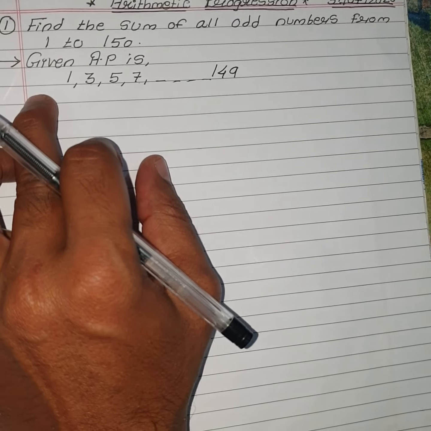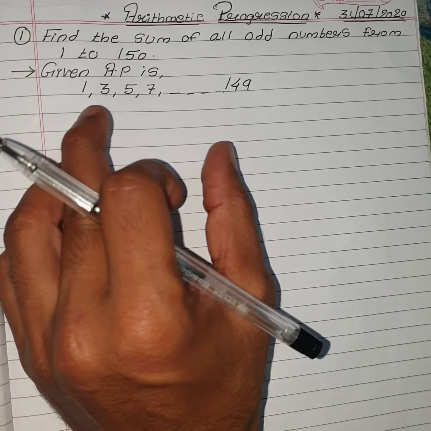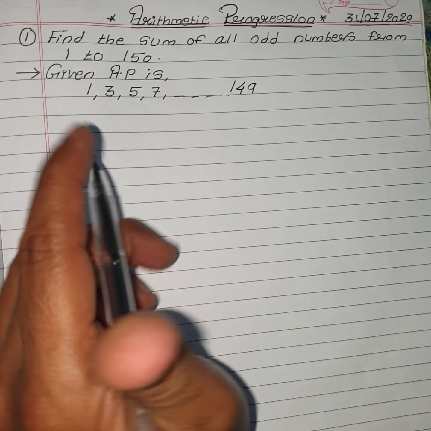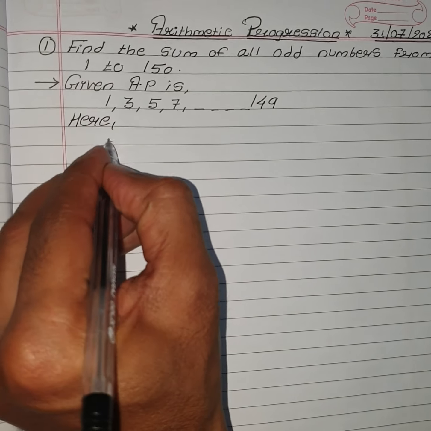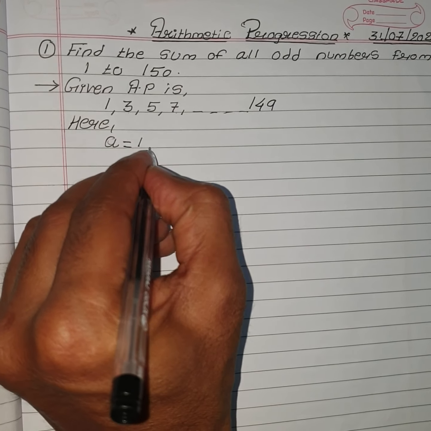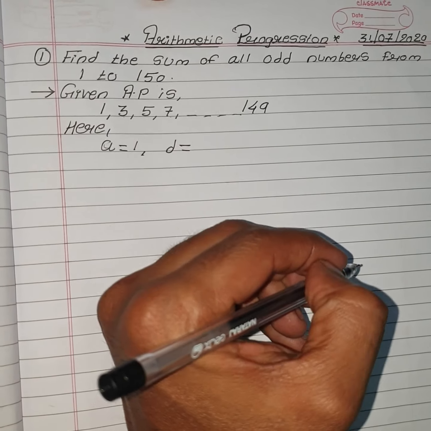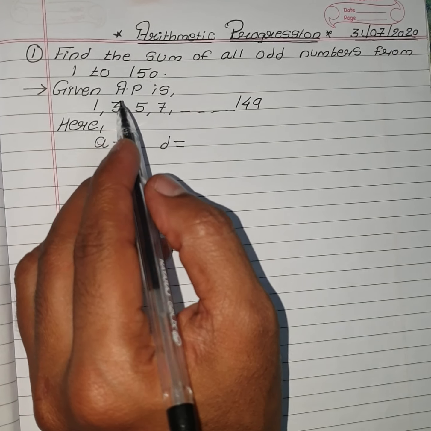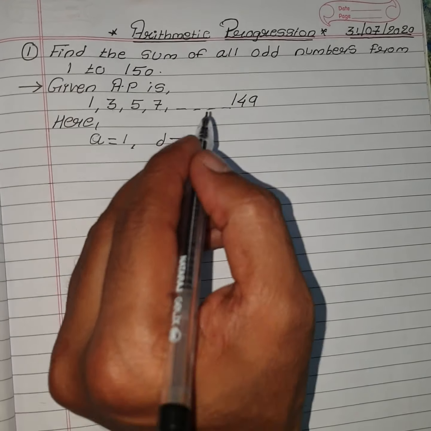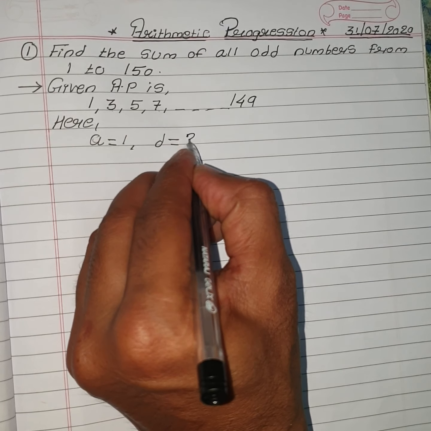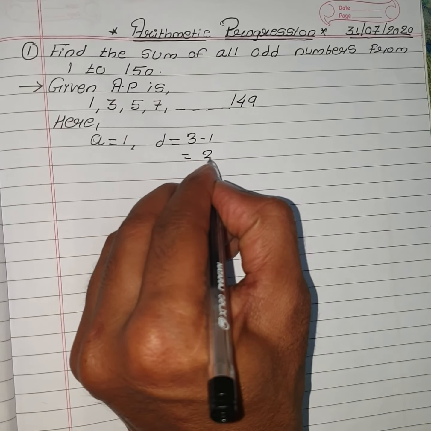Now in this sum we have to find out the sum of all odd numbers. So here we will see one new formula. Here first I can say a is equal to 1. Now what is d? d is nothing but the difference between any two consecutive numbers. Already we have seen this in previous sums. So 3 minus 1 is 2.